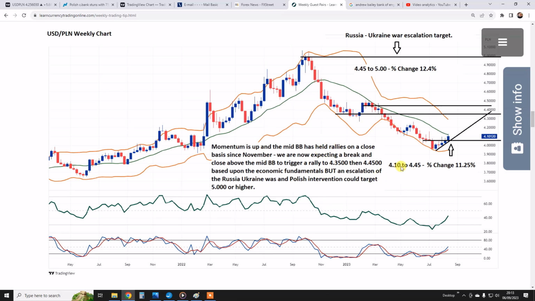Now, I drew this chart, we're trading back at 410. 445 is our second target on the economic fundamentals. If we get there, that's 11.25% with no leverage at all, okay? It really focuses you on the long term when you look at percentages. Now, I've got an escalation target. The Russia-Ukraine war could give an extra 12.4%. So that's near enough 24% if this second target was hit.